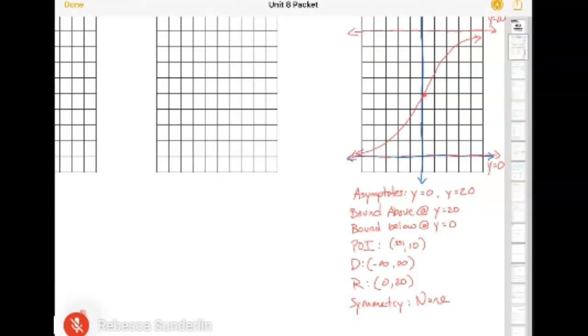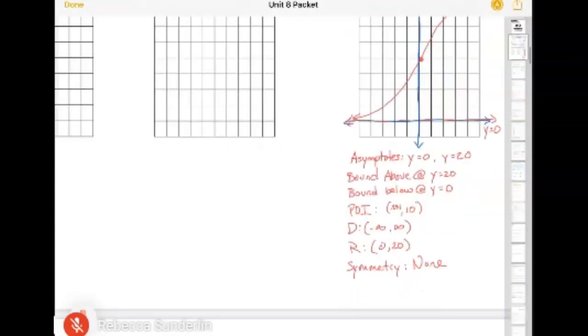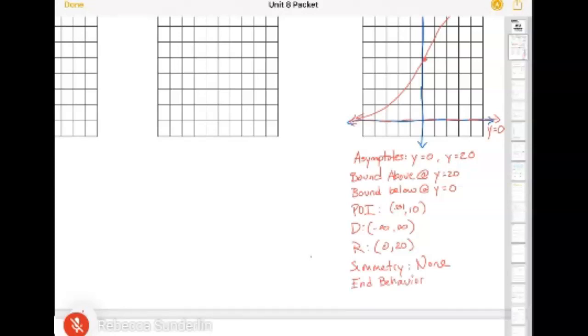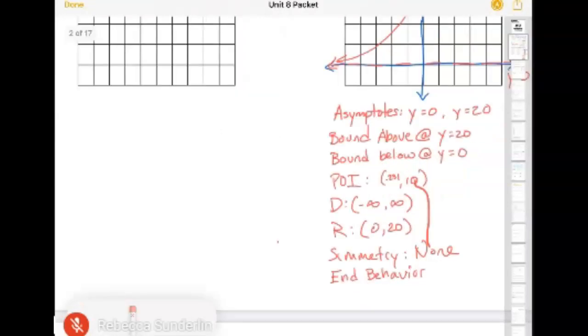Then last but not least, we have end behavior. End behavior, from now on, we're using limit notation. This is to try to get you ready for calculus, okay? It's just a different way to write end behavior. It's no big deal. The limit as x approaches negative infinity, what happens to our y value?